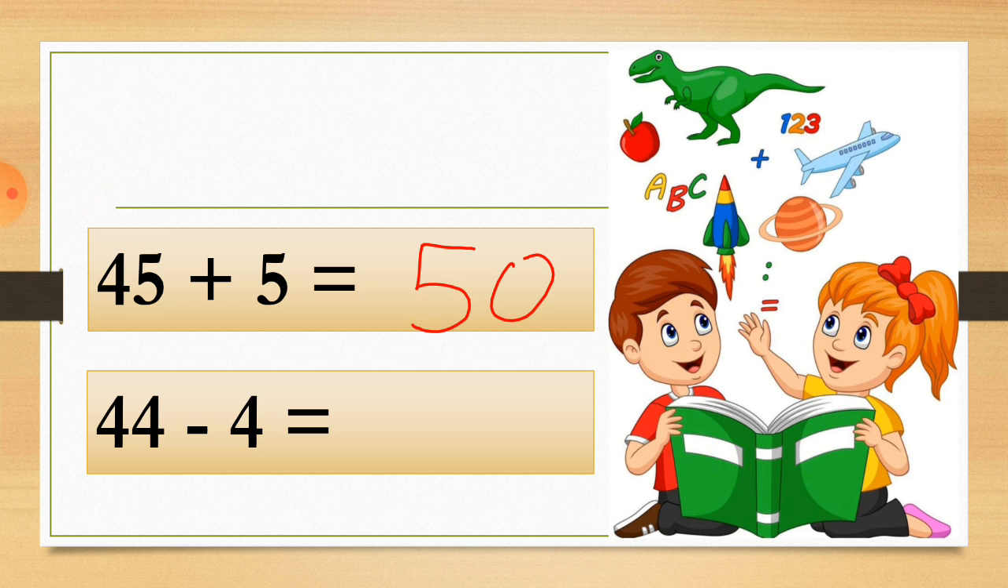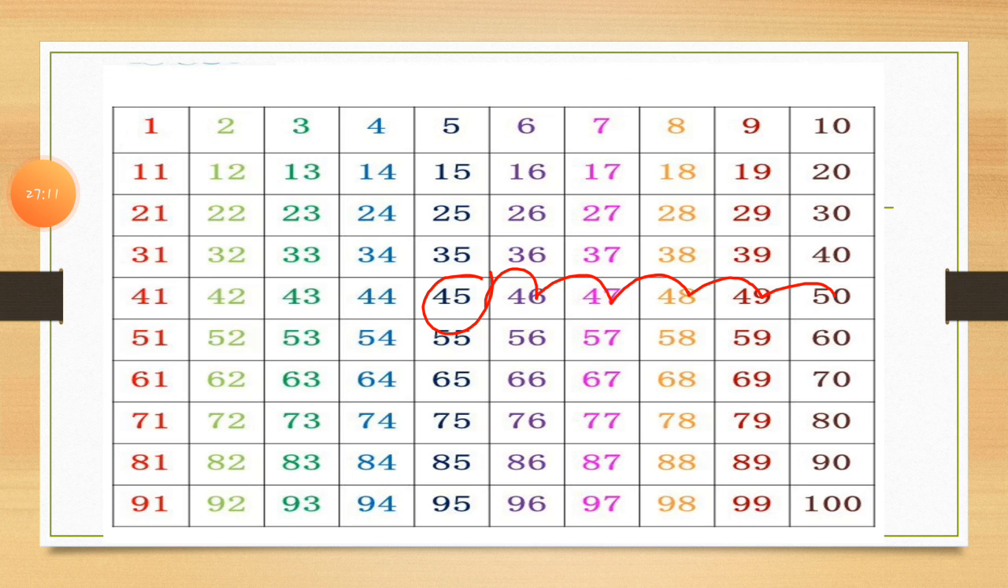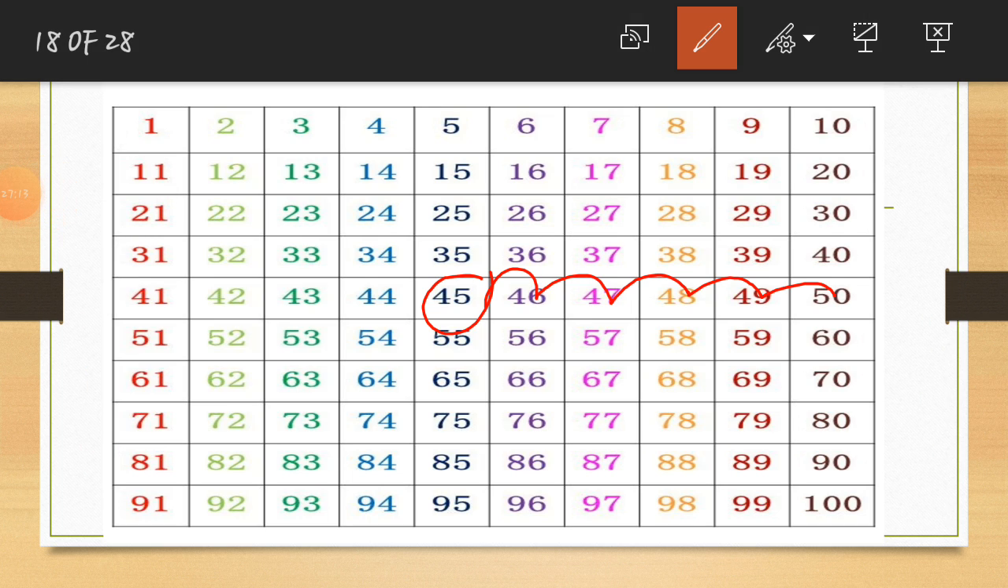Let's see the next sum, which is 44 minus 4. So let's see this sum in the hundreds grid. How do we get the answer in the hundreds grid? Just remember this number, 44. We have to cut 4 from it, and let's see which number we get. Students, here is the hundreds grid, and I circle the 44 number here.